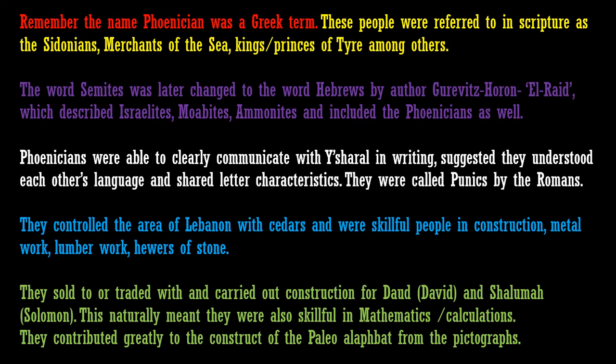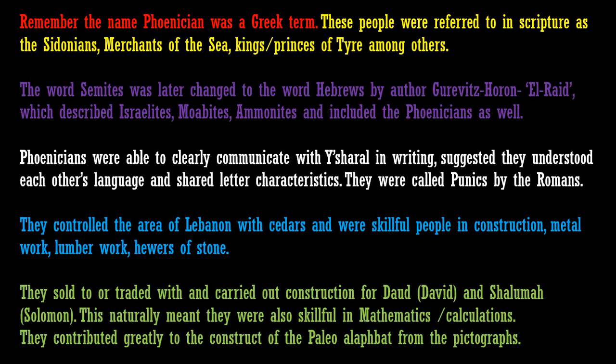Throughout scripture, in the Tanakh, you will not see the word Phoenician, but you will see the representations Sidonians because they lived also in Sidon. They lived in Tyre and other countries along that strip. So you'll hear of Sidonians, merchants of the sea, because they were merchants by trade who utilized the sea for much of their trade and transport. You'll see kings or princes of Tyre, among other representations.